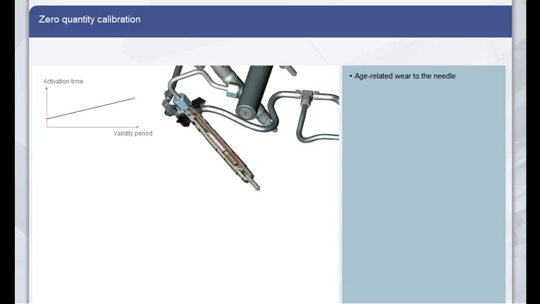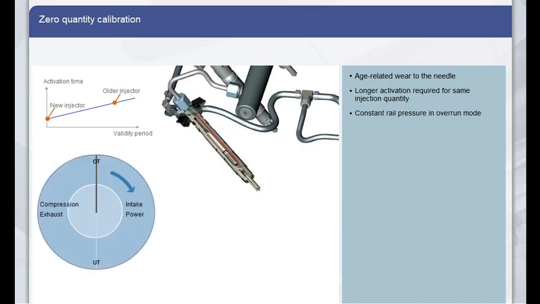During the service life of an injector, friction, when the needle opens and closes, causes wear on the nozzle module over time. To compensate for this, older injectors have to be activated slightly longer to inject the same quantity of fuel as new ones. To determine the necessary activation time, the CDI control unit first sets a constant rail pressure for overrun mode. The activation time for a single injector is then increased until injection takes place. Try it out by clicking the crankshaft diagram.